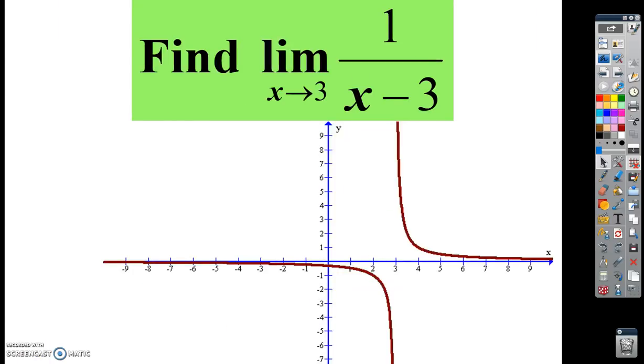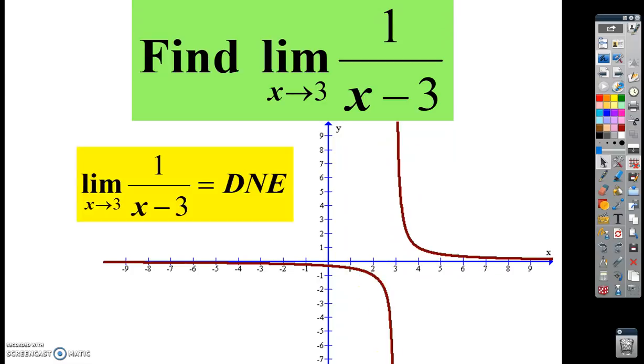So we know that the limit doesn't exist because we're approaching two different things. One here on the right as we approach this way, we're going up to positive infinity. And again here on the left as we approach this way, we're going down to negative infinity. And so our limit does not exist. Okay, so we've done this before.